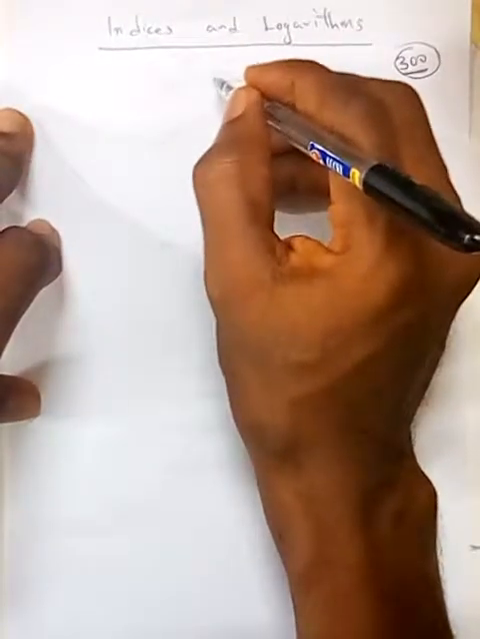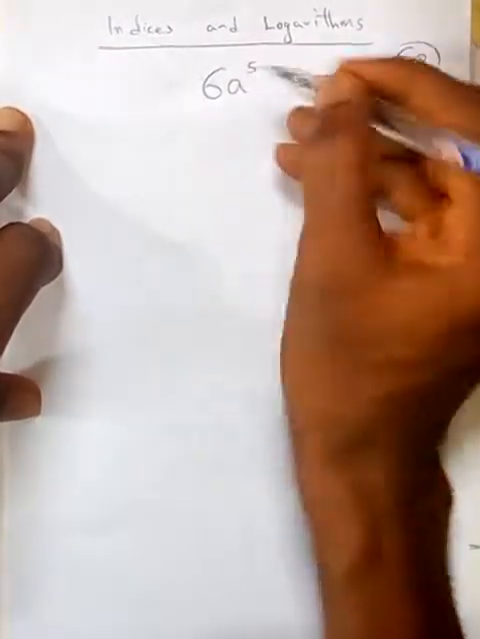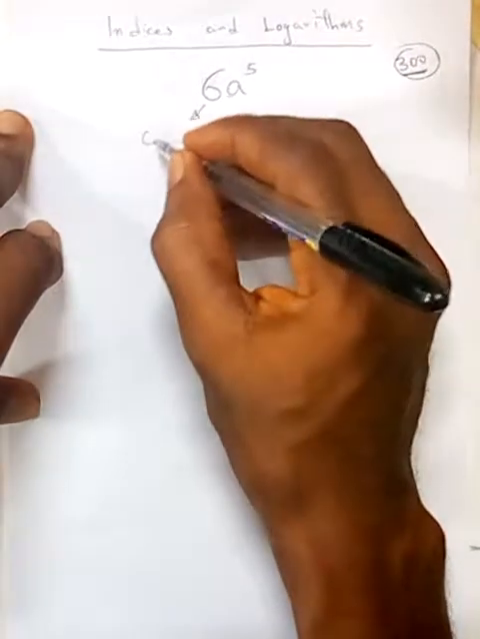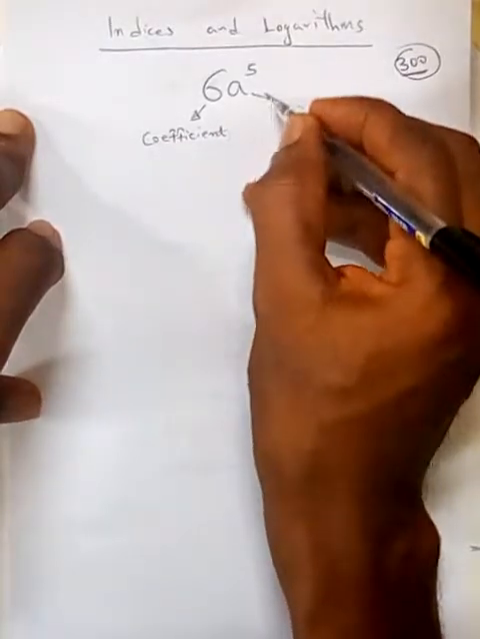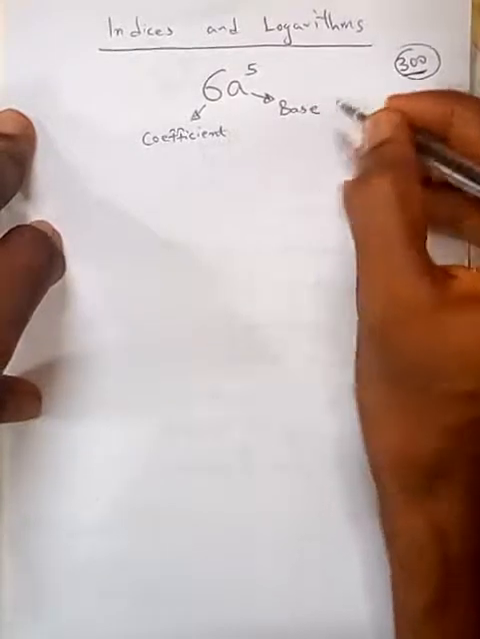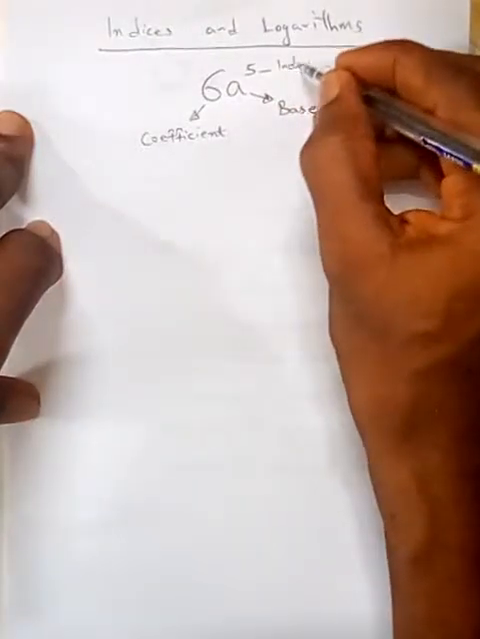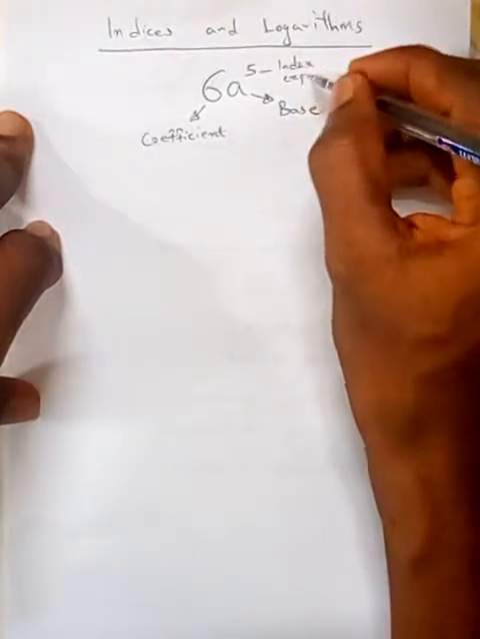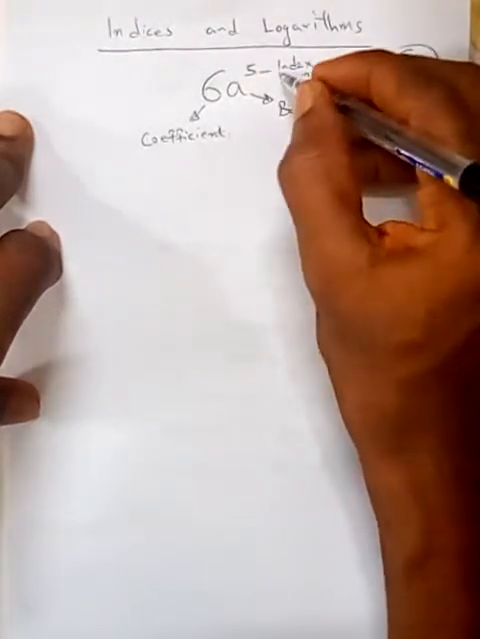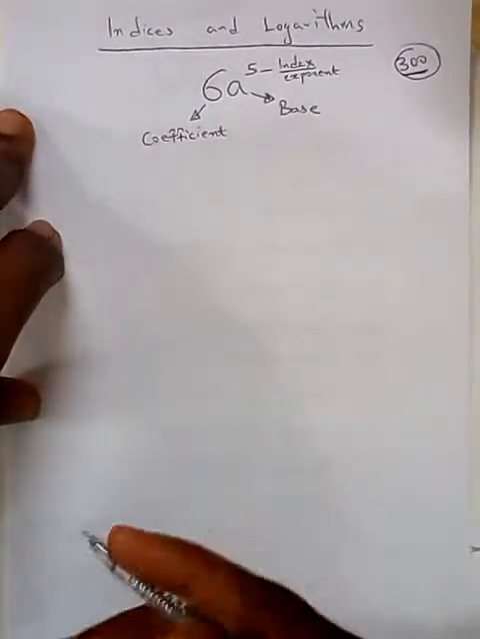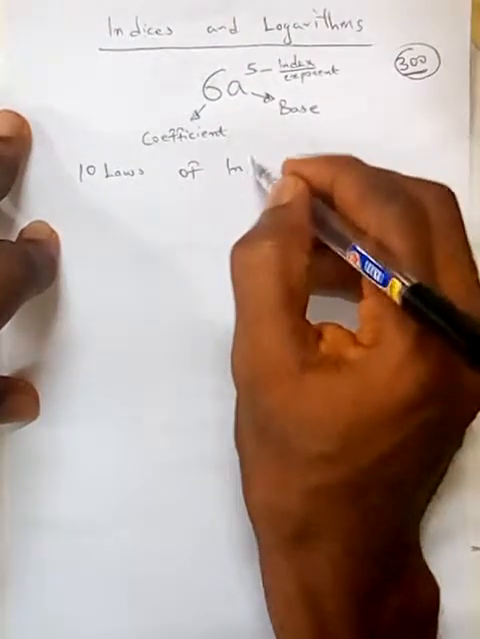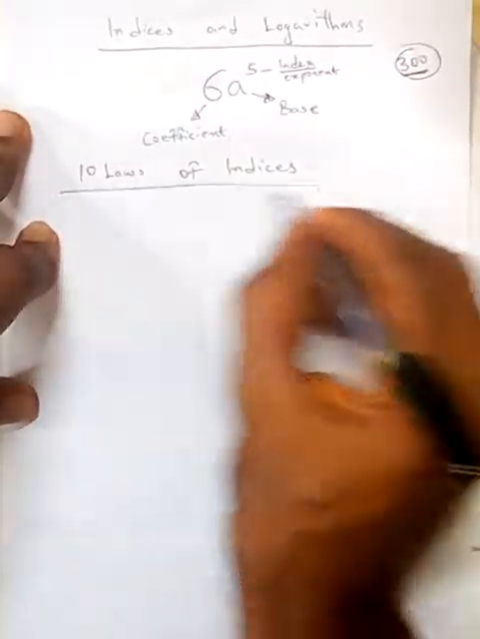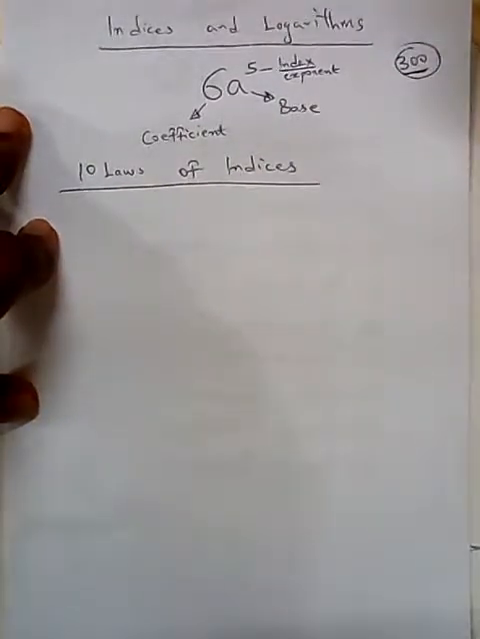If you have an expression 6a raised to power 5, 6 here is called the coefficient. A is called the base. 5 is called the index, also called the exponent. Index is where the word indices is from. Now, the 10 laws of indices. If you can understand these laws, you can deal with indices very well.